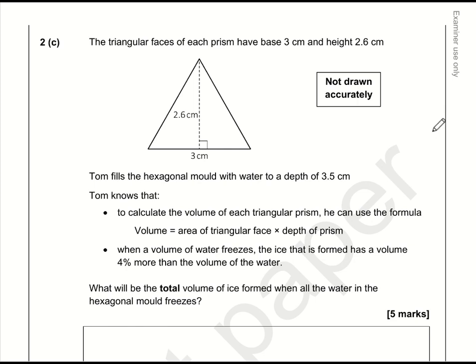Okay, so question 2C. We need to work out the total volume of ice formed when all the water in the hexagonal mould freezes. Now we know that the mould is 24 triangular prisms. So first of all, we know that the volume of a triangular prism is the area of the triangular face times the depth, and we know that the depth is 3.5. So what is the area of this triangular face?